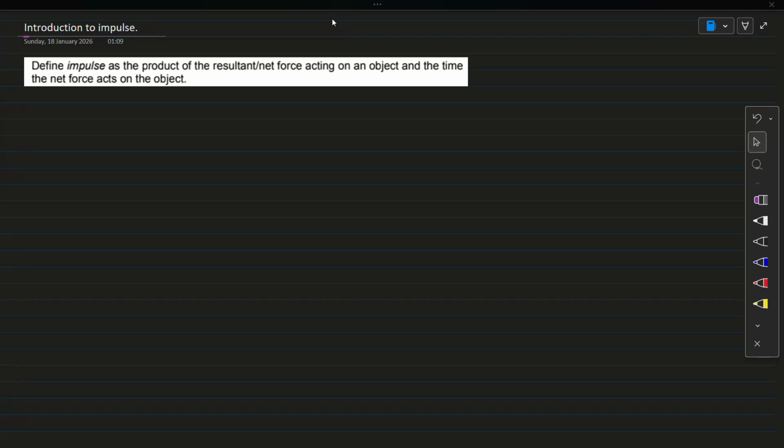So guys, today I'm going to be introducing you to a new concept called impulse. Remember in grade 11 you learned that F net, or what you call the resultant force, is equal to what? Mass multiplied by acceleration, right? But what do we know about acceleration? We also know that acceleration is equal to change in velocity, right? Divided by what? Change in time, right? So where we see acceleration, we can substitute change in velocity divided by change in time.